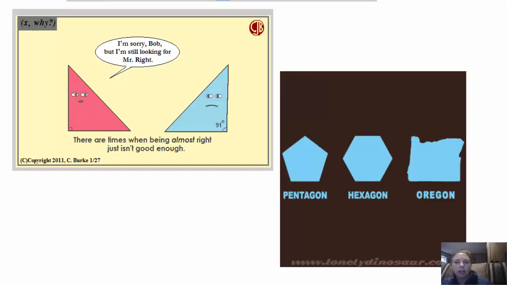Moving on. Here's just a few little pictures for you to look at if you want little comics. They're not really comics, but you know.